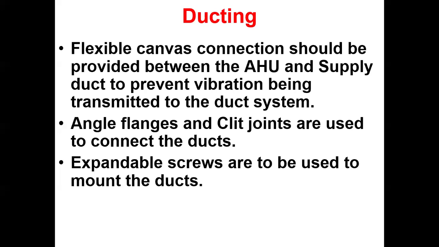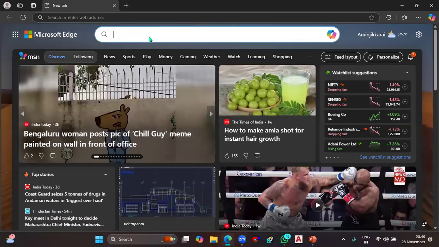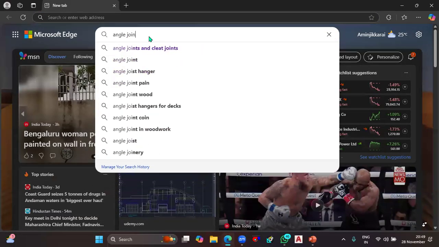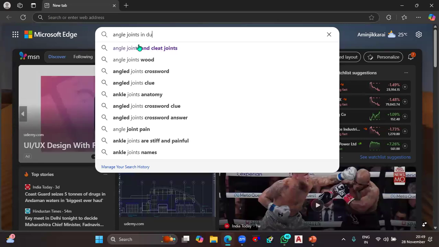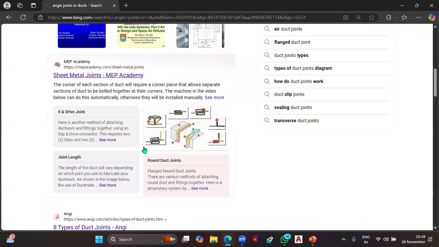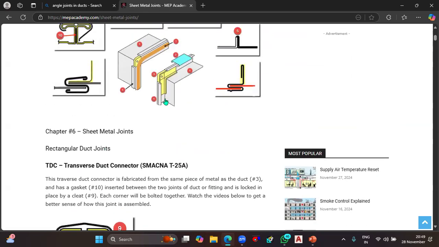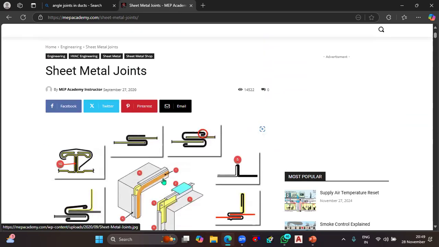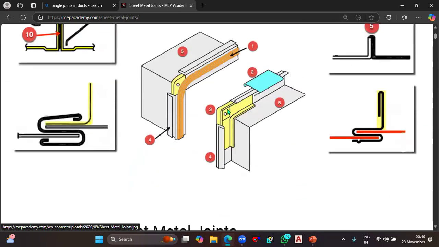Next of all, it's about the connection pieces. So these are the angle joints in ducts. Here you can see some kind of connection pieces that we are actually using. This is TDC, transverse duct connector. I'm going to zoom in on it. So this is the cleat joint.